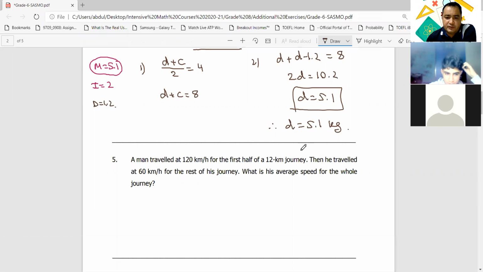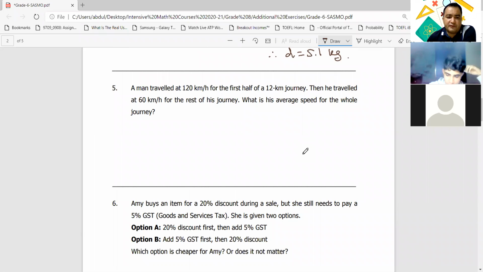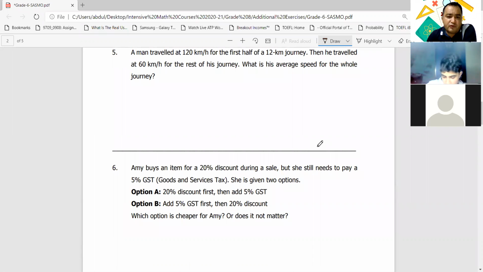All right, let's continue. How about question 5? A man traveled at 120 kilometers per hour for the first half of a 12-kilometer journey. Then he traveled at 60 kilometers per hour for the rest of his journey. What is his average speed for the whole journey? Okay, guys, you have 3 minutes. Try this. After 3 minutes, we'll discuss together.